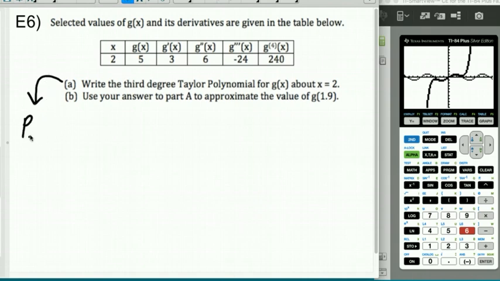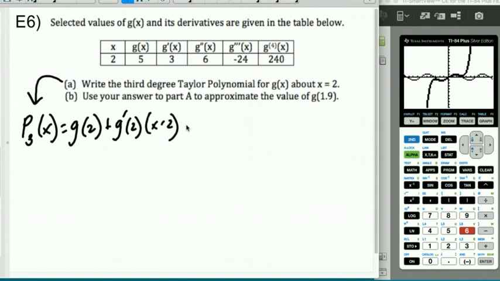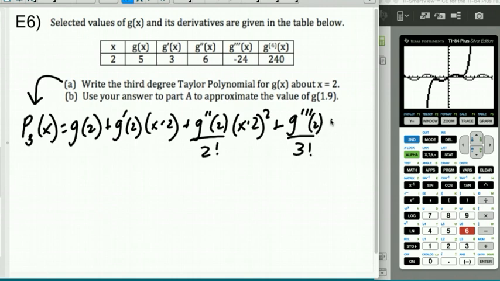Well, first thing you have to ask yourself is, what would that require? Well, it would require g of 2 plus g prime of 2 times x minus 2, right? Plus g double prime of 2 over 2 factorial times x minus 2 squared, plus g triple prime of 2 over 3 factorial times x minus 2 cubed. Once you realize that, all of this information is present on the table.